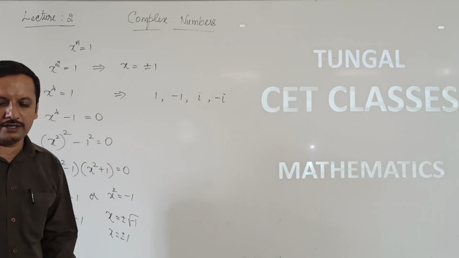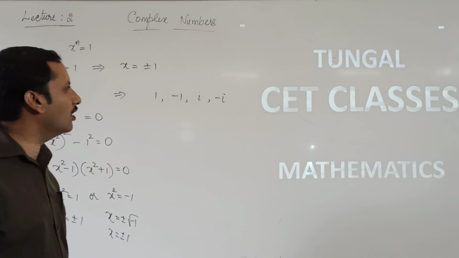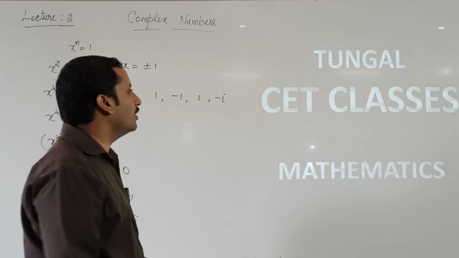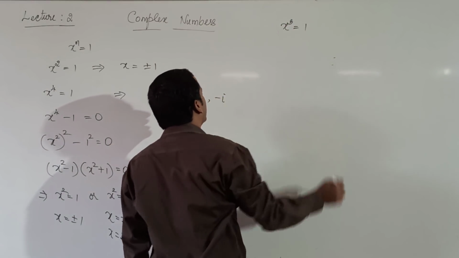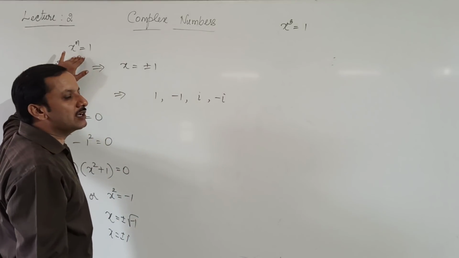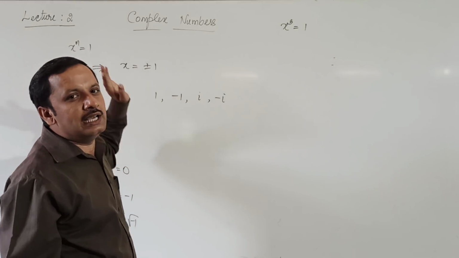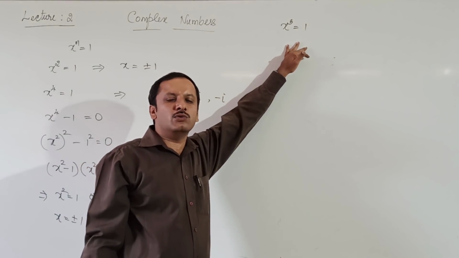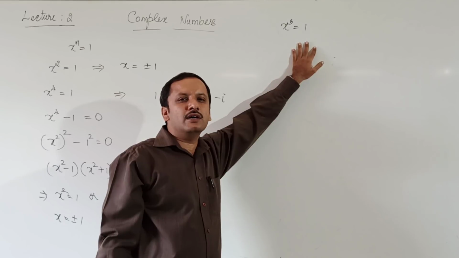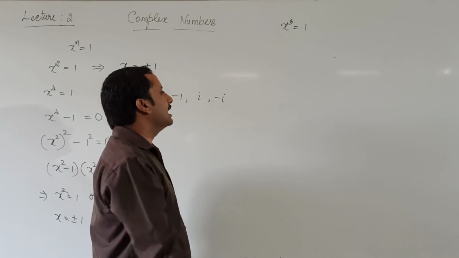Now let us look at the cube roots of unity, the all important one. The cube roots of unity are the roots of this equation, x cube is equal to 1. See, in the equation x power n equal to 1, the roots of this equation are called the nth roots of unity. So I am putting n is equal to 3 now. The roots of this equation are called the cube roots of unity. X cube equal to 1.